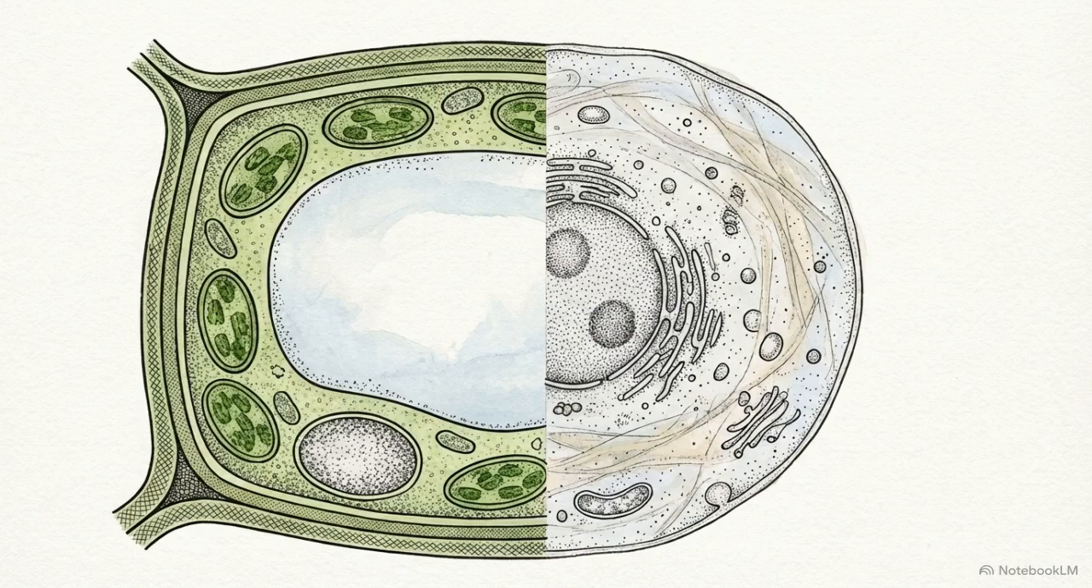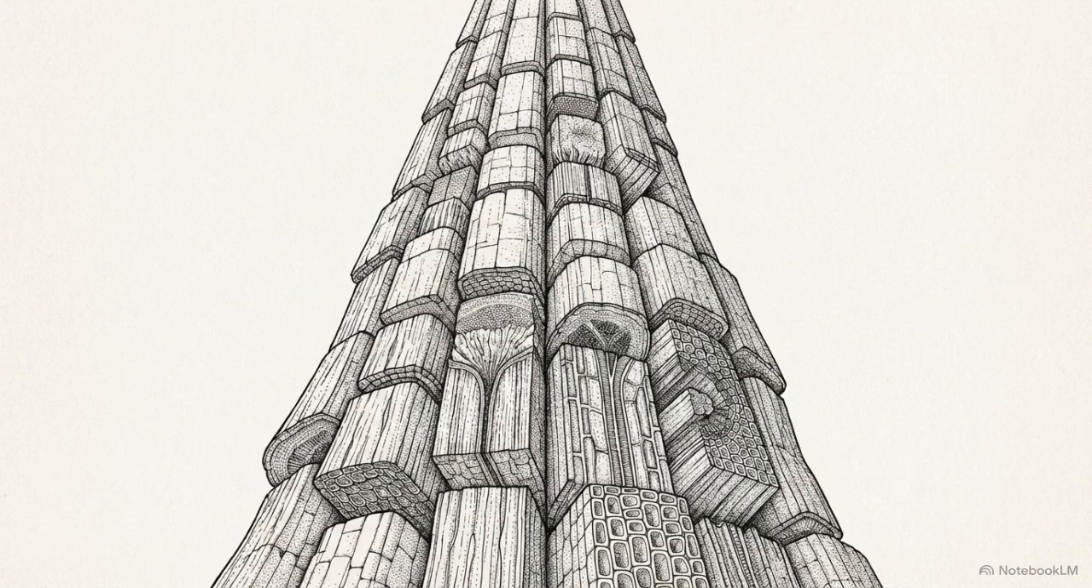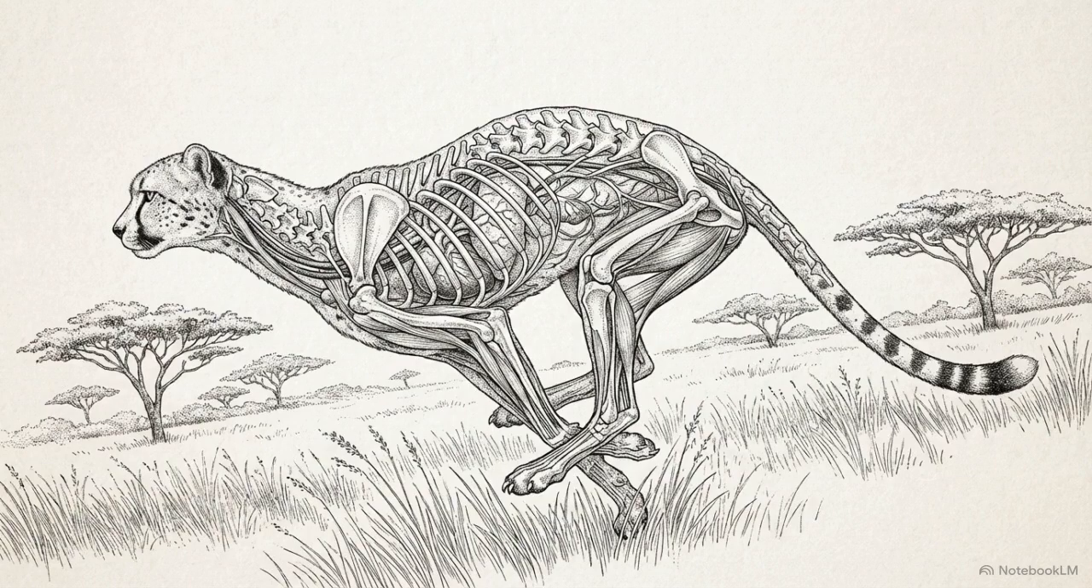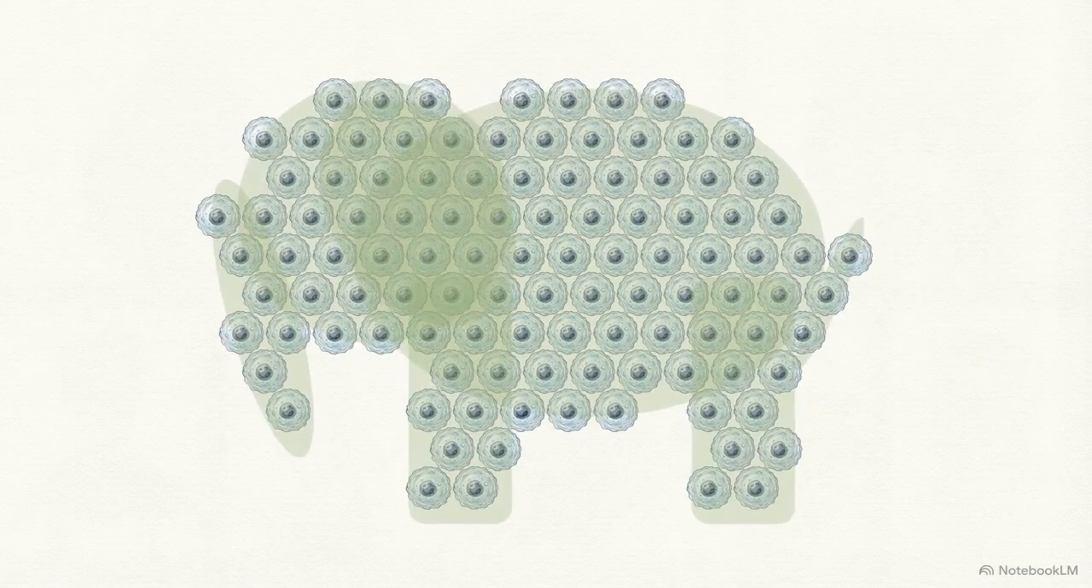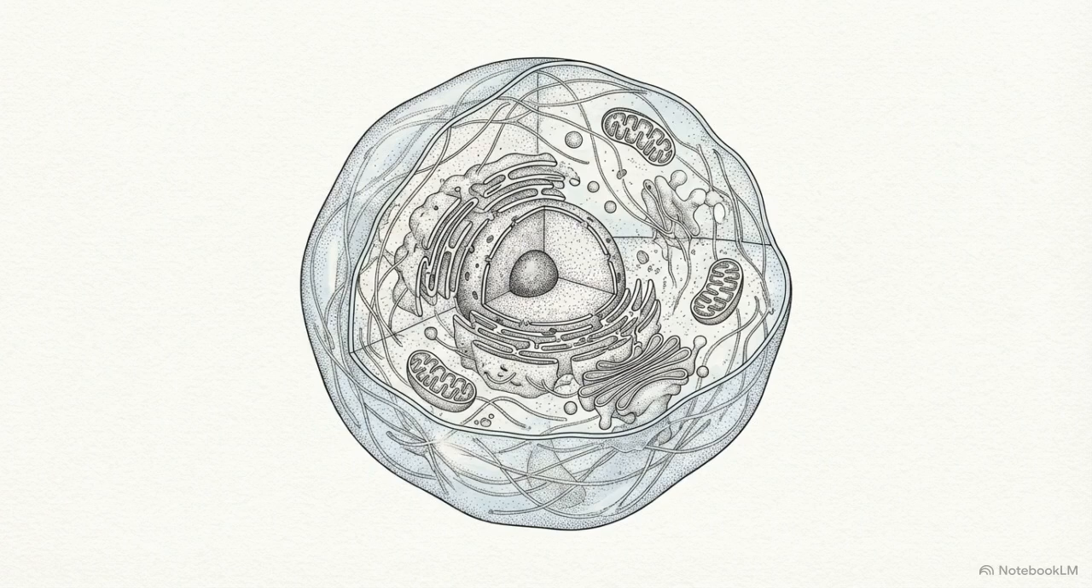The architecture of a cell provides the tools for survival. Rigid walls allow plants to stand and harvest light, while flexible membranes enable animals to move and search for energy. While the cells in plants and animals work collectively to build massive bodies, there is an entirely different class of cells that operate as solo agents.